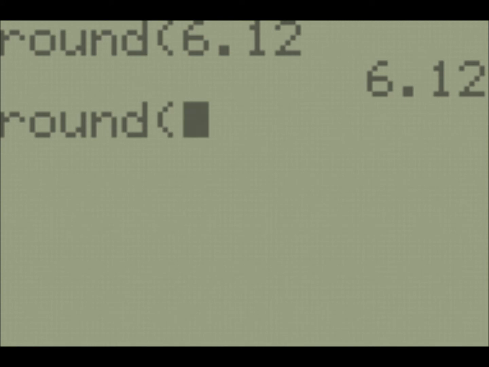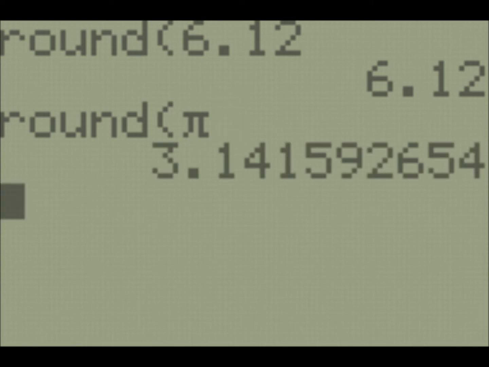You can hit second and then the caret key, which is also the exponent key, or it corresponds to alpha h. That gives you pi, and if we round pi, it doesn't look like it actually changed pi either, but what's really happening is that by default, when you don't tell it how many decimal points to round to, it's rounding out to, I believe, 9 decimal points.